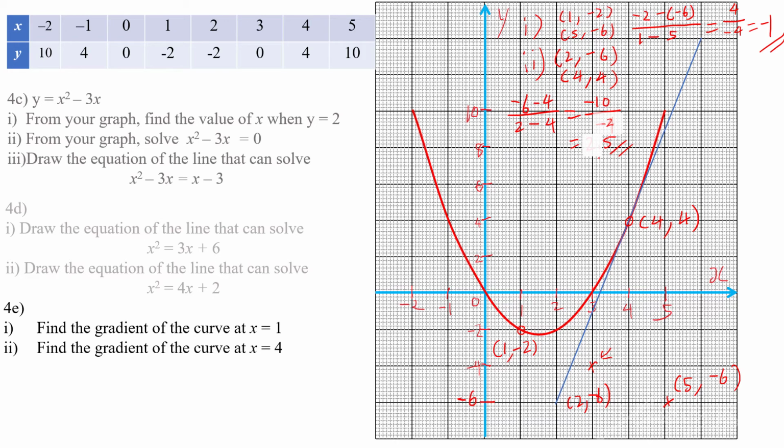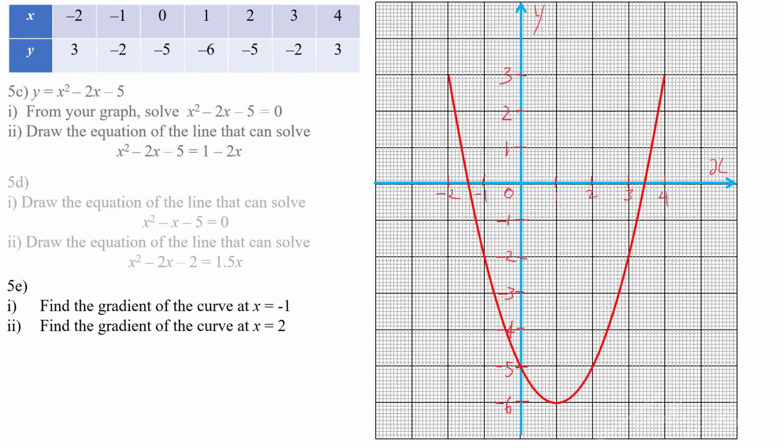So this is how you find the gradient of a curve, by drawing a tangent. A tangent only touches the curve once. And you can really use any coordinate along the tangent. Just that I normally like to extend the tangent until it reaches a nice number, so I can have an easier time doing the working. Whichever point you pick is up to you, but my advice is really pick some number that is nice to use.